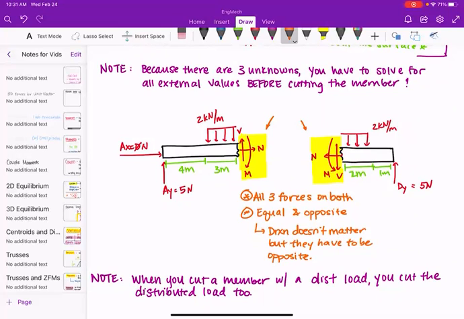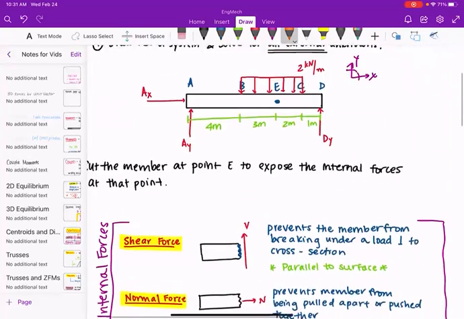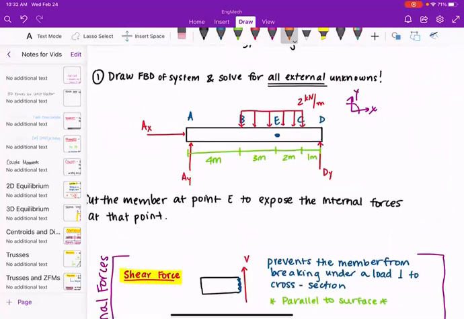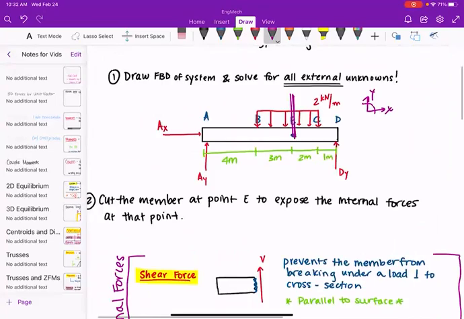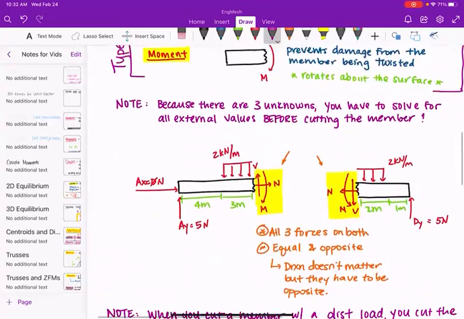I don't know why or how I picked it up, but that's what I do. Another thing I wanted to bring up is if you're cutting a member at a point where there's a distributed load, you cut through the distributed load too. So remember up here, E was in this awkward, almost middle point of that distributed load. So I had to separate the distributed load as well. So that's what I did.